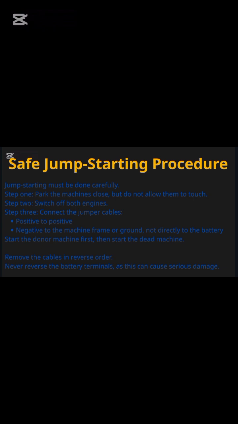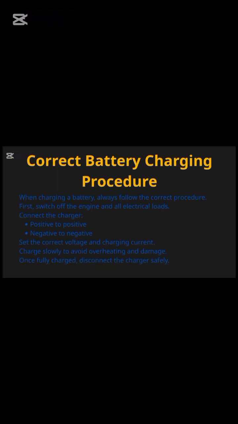Caution: never reverse the battery terminals. What I mean, never connect positive to negative or negative to positive. This can cause serious damage on machines and even can cause serious injuries to the person doing it. Correct battery charging procedure.